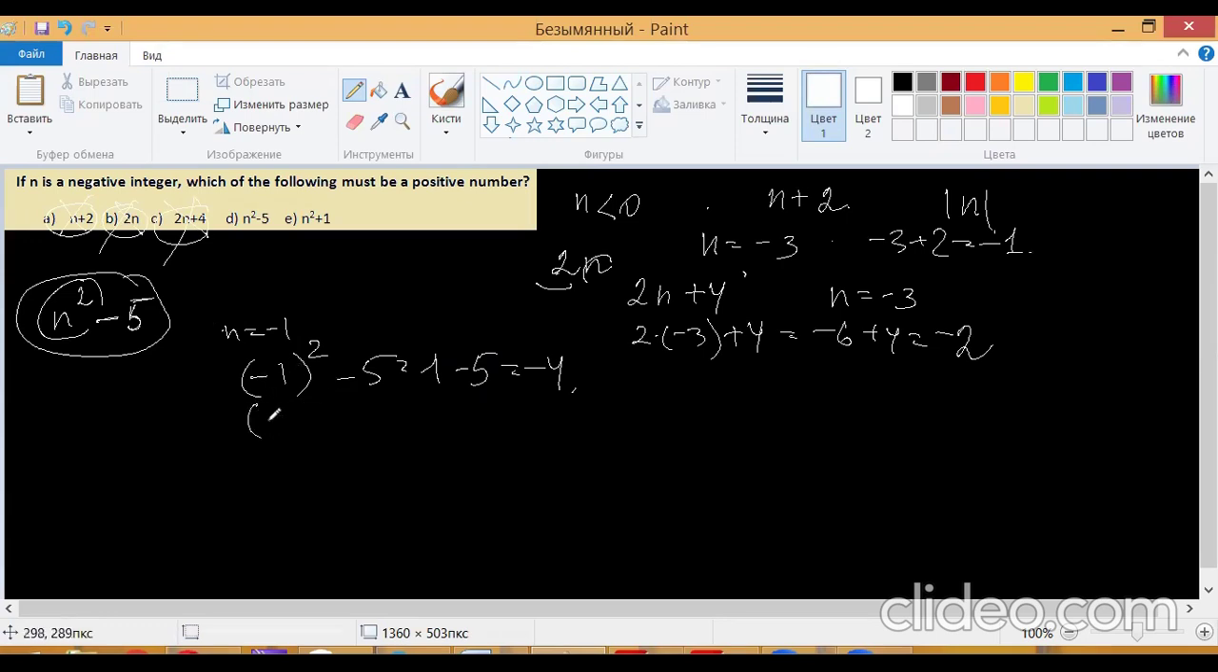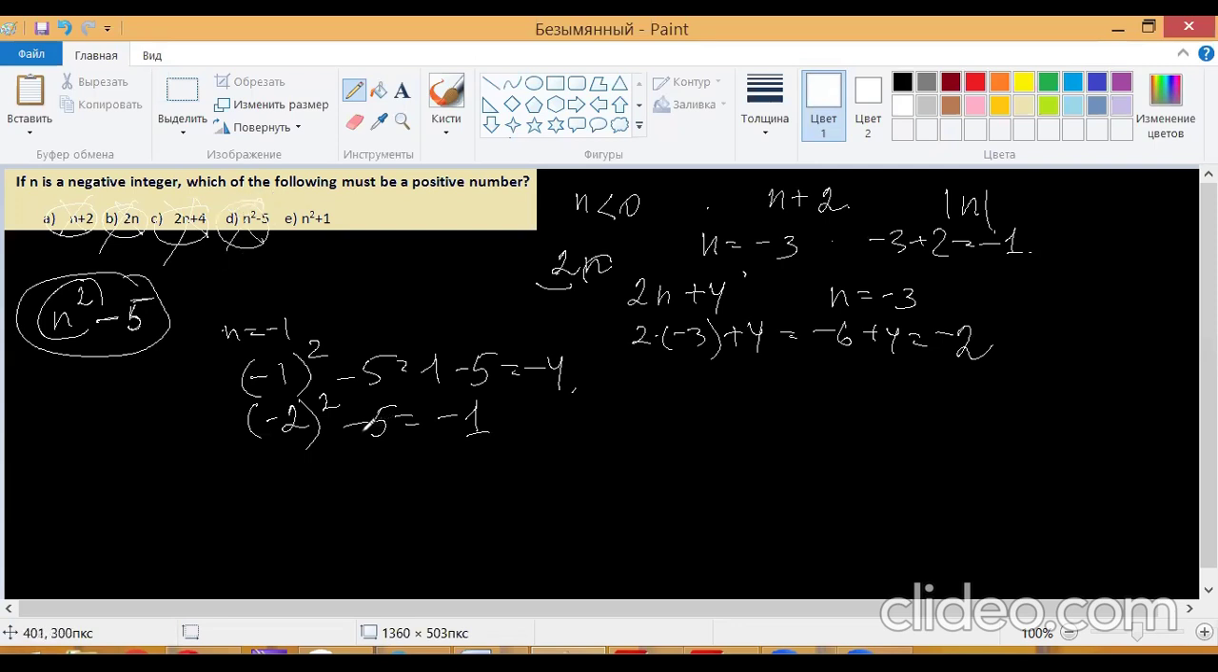Another example, when n is equal to -2, if it's squared, it will be 4, right? And 4 minus 5 will be -1, another negative outcome, so we don't need it at all. So we say no to option D.